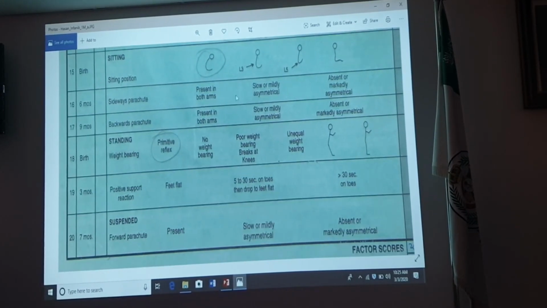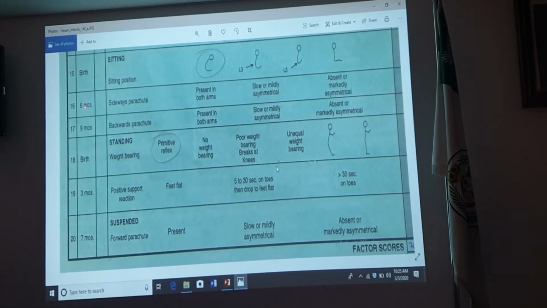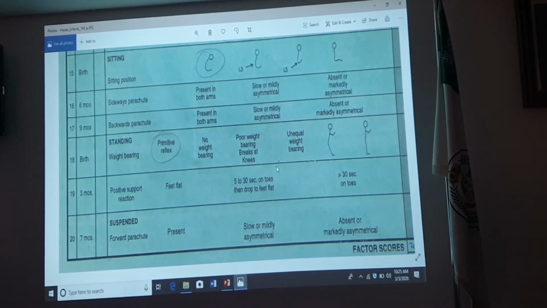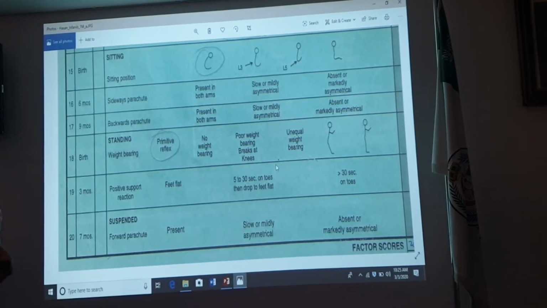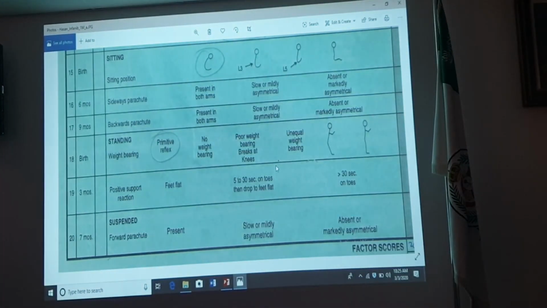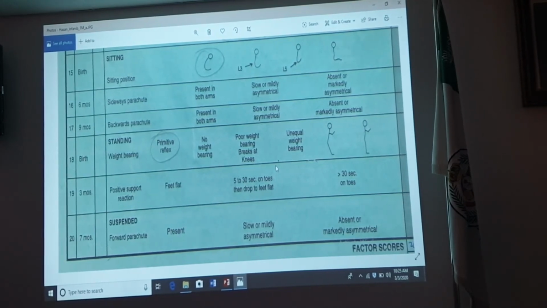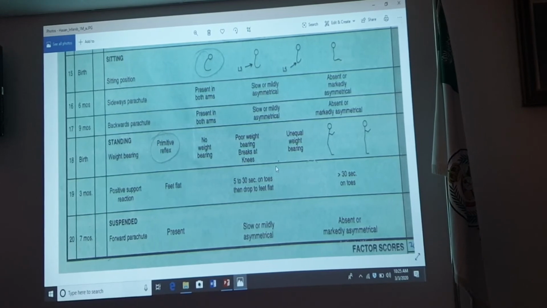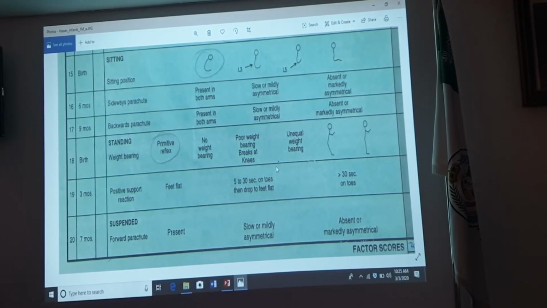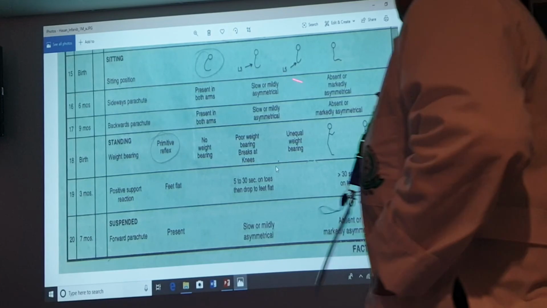Okay, right. So now comes item 16, that is sideways parachute. This will start at 6 months. You make the baby sit, and then you gently push the baby from the side. Okay? Give a gentle push. What response are you expecting? As you give a push, the child will land like this. Then you decide whether it is slow or asymmetrical. Or the child doesn't land and falls down fully, then it is completely absent. Okay?